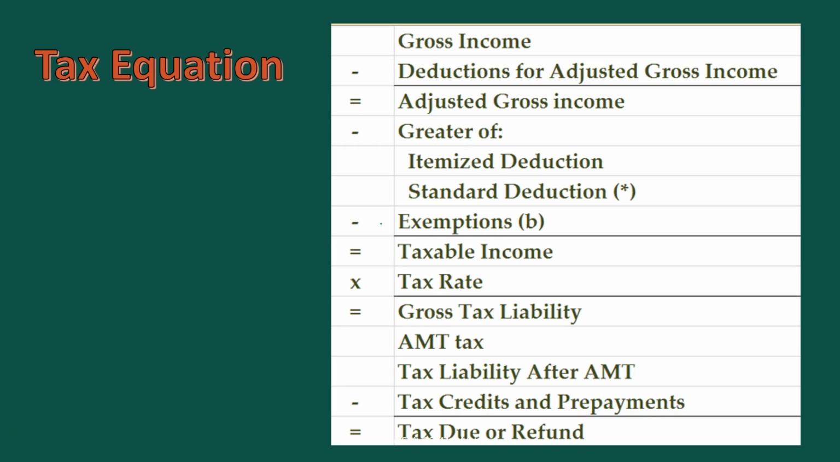And so we'll talk about those shortly. That gives us the taxable income, which is kind of like the bottom line. Remember, we had adjusted gross income minus the greater of the itemized or the standard deduction, minus the exemption, which gives us taxable income. That's kind of like net income if we were talking about bookkeeping. That's the end of the income statement for the most part.